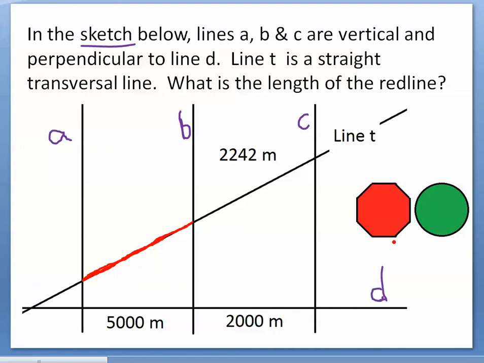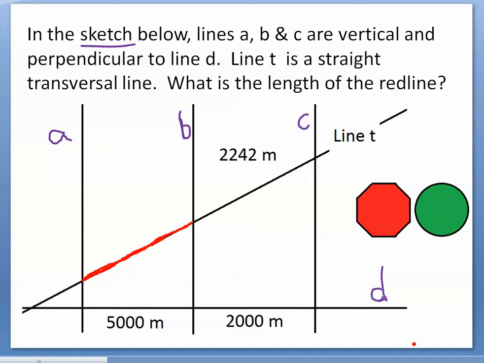In the sketch below, we've got some problems here, so click on the stop sign, try to work it out, and then when you're frustrated or you think you have the right answer, come back and see how you did by clicking on the go sign. All right, let's see how you did.